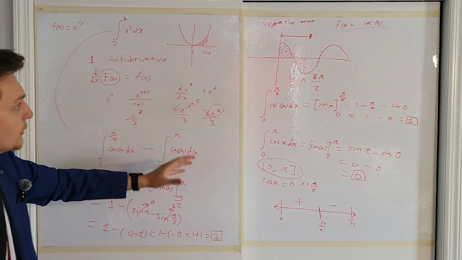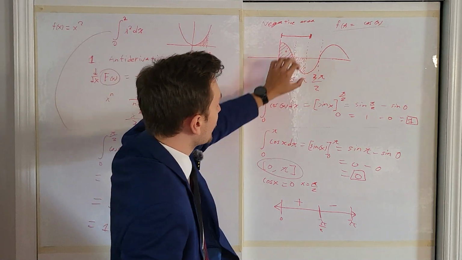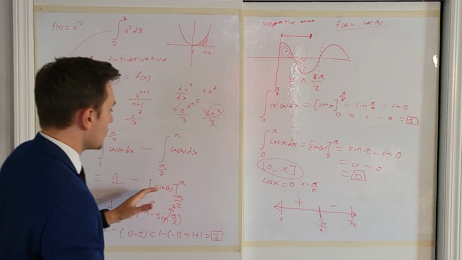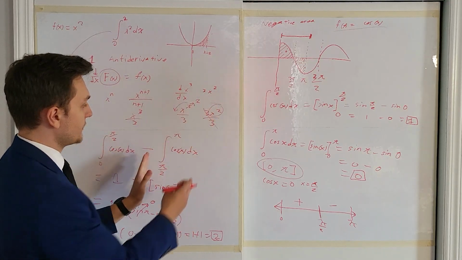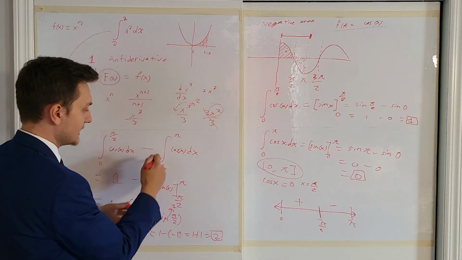Well, basically what we did is we found out where the negative area is. We isolated the definite integral that corresponds to that negative area, and then we just negated it to make it a positive area, okay?